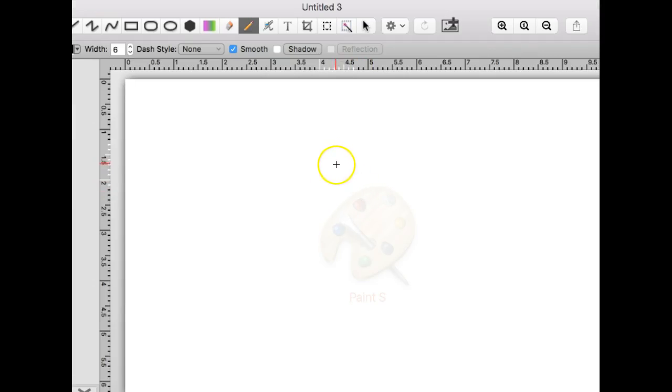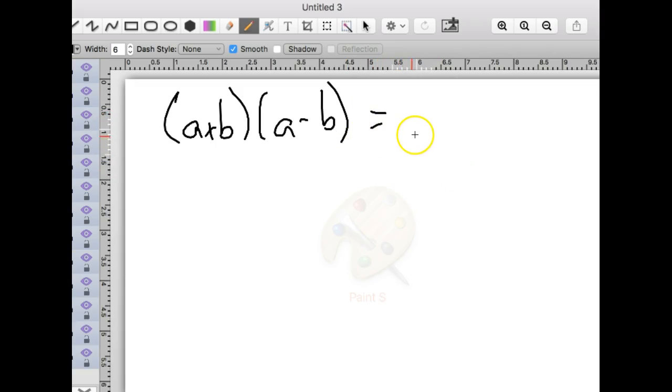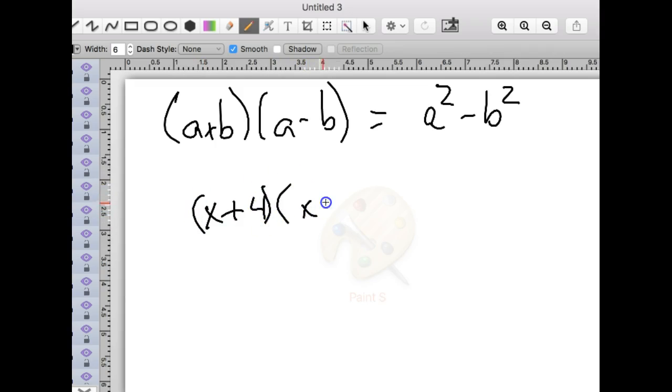Okay, so let's do the difference of two squares. Now, the difference of two squares looks like this: you have (A plus B) times (A minus B). The good thing about the difference of two squares is you notice it doesn't have 3 terms because something got eliminated. The middle term got eliminated. So let's just do one here. We have (x plus 4) times (x minus 4). Let me show you how that happened.